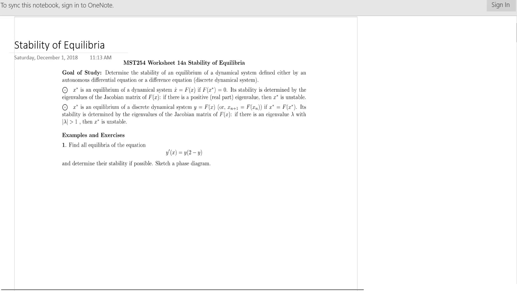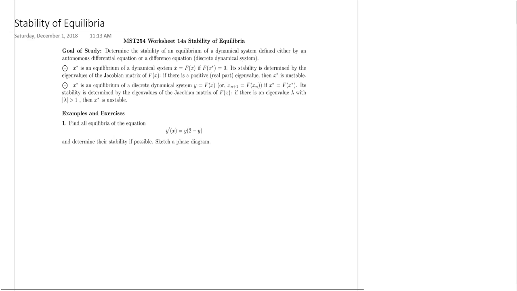Okay, let's look at simple problems: how to find equilibria and also their stability. Let's look at an example over here. First of all, an equilibrium means you have a constant solution to a differential equation. So we are looking for a constant solution.